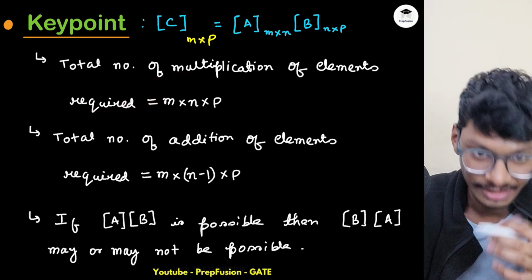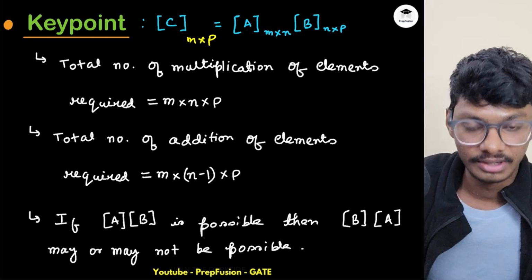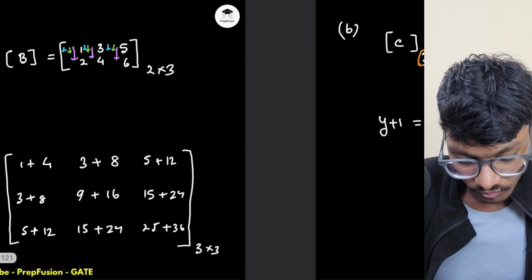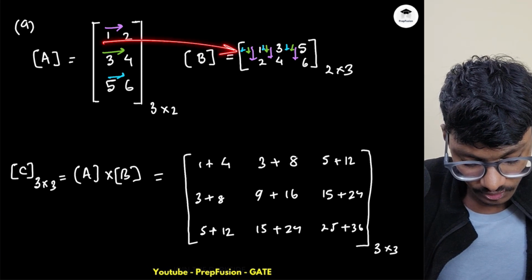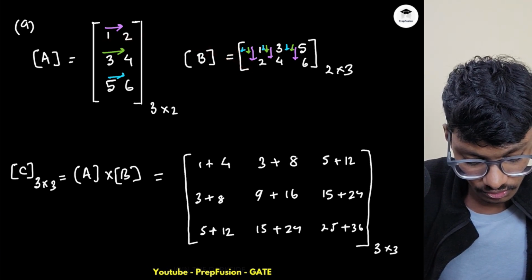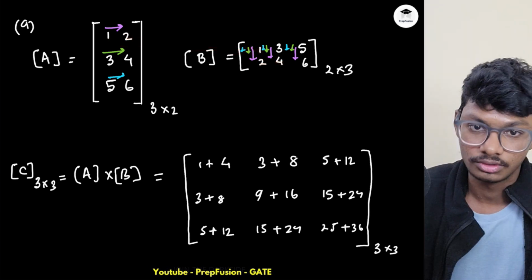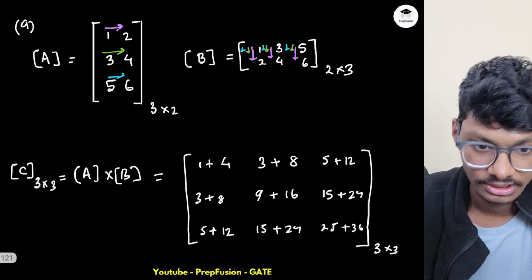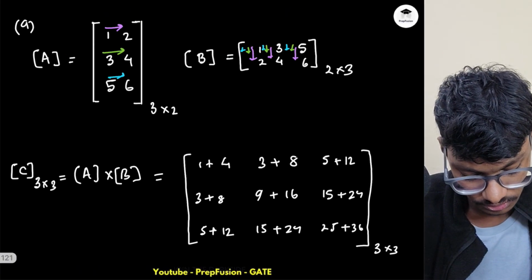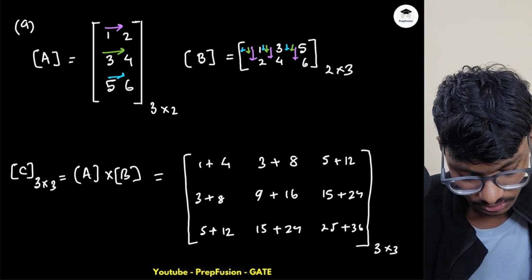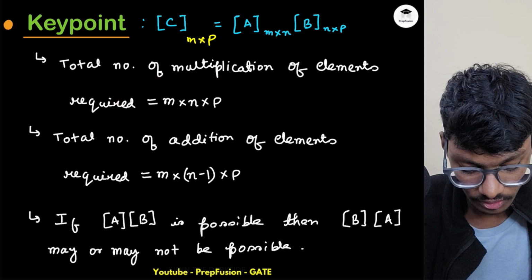Now, I also don't remember this, okay, don't worry. What do we mean by total number of multiplications? By multiplications, we mean these. How many multiplications do I need? Here I do 1 times 1, then 2 times 2, then 1 times 3, then 2 times 4. So how many total multiplications do I need? That is basically M into N cross P.